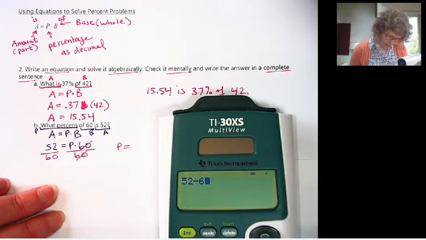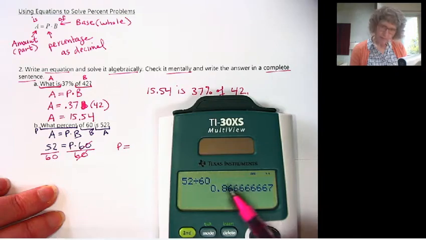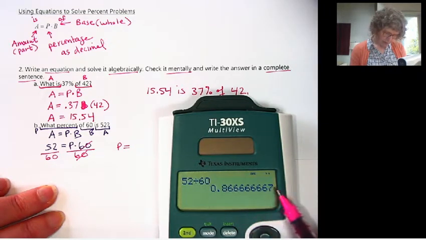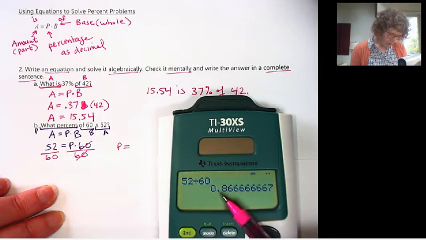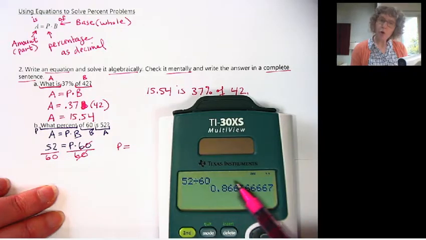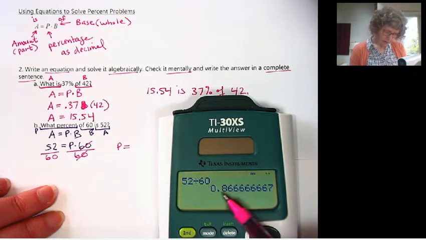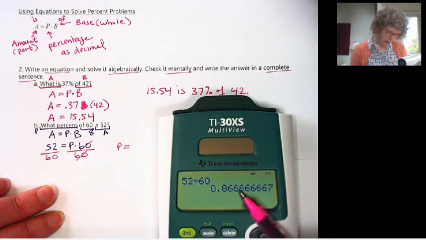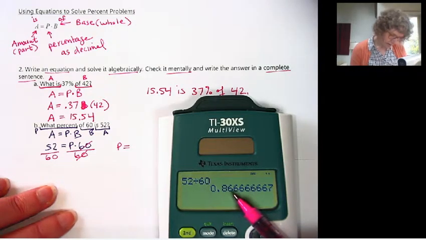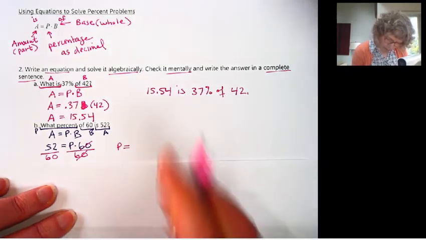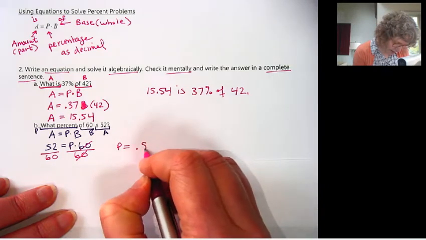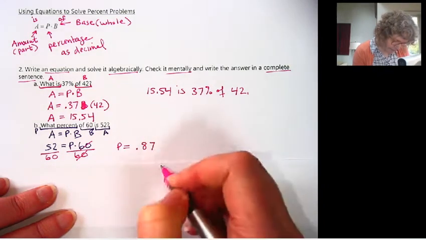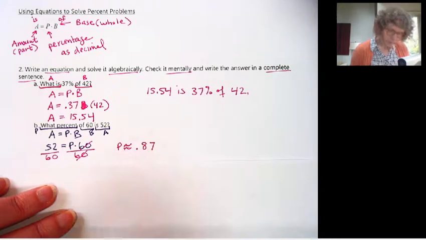52 divided by 60 is 0.86666 repeating. So we could write 0.86 with an overbar, or we could decide to round. Notice wherever we round, we're going to get a 7 after that. So I'm going to round to 87%. It doesn't tell us exactly where to round, but P equals 0.87.